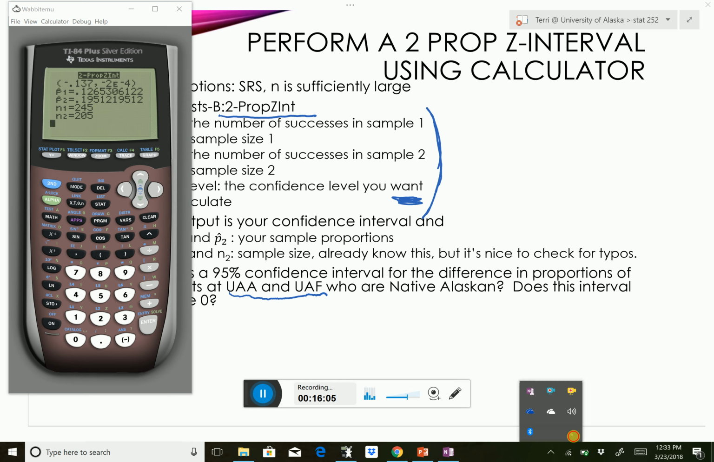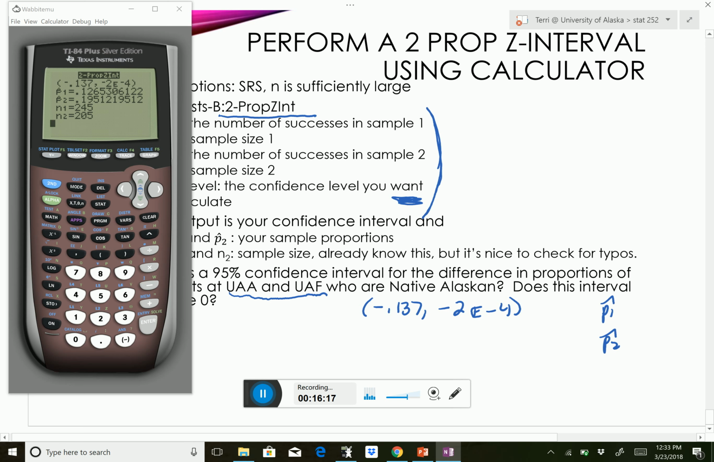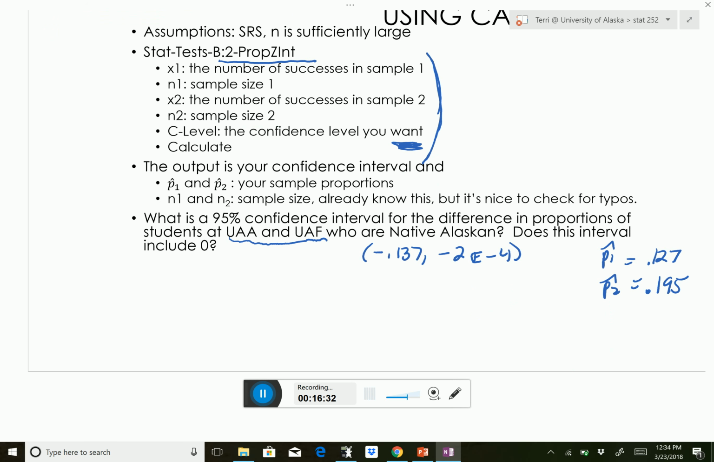So looks like one of these is in scientific notation. It says -2e-4. And again, it gives me my P1 hat and my P2 hat. It doesn't need a pooled P hat because we're not making that assumption. That's 0.126, 0.195. Okay, so looks like we have -0.137. This is our difference in proportion. And this is -0.0002.